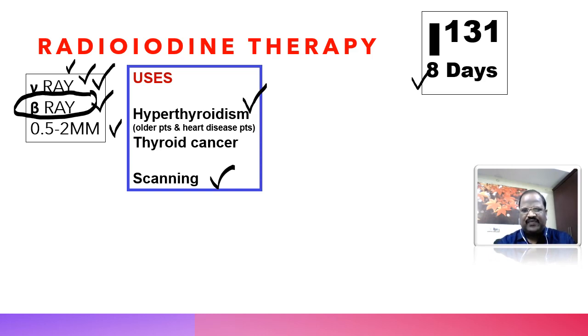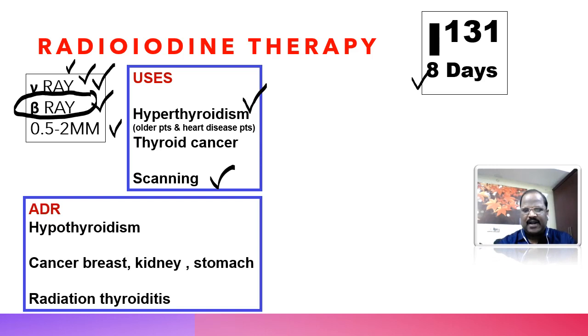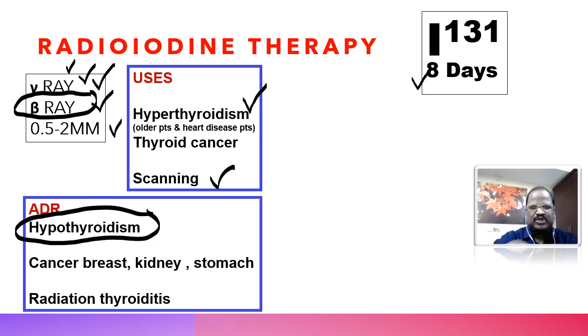What are the important adverse effects of iodine 131? The most important problem is that iodine 131 destroys the follicle completely. That means it causes permanent hypothyroidism. This is one important MCQ. One of the most important problems is that it causes permanent hypothyroidism. Other problems are that there is a risk of causing breast cancer, kidney cancer, and stomach cancer. So there is a risk of cancer of the stomach, kidney and breast.